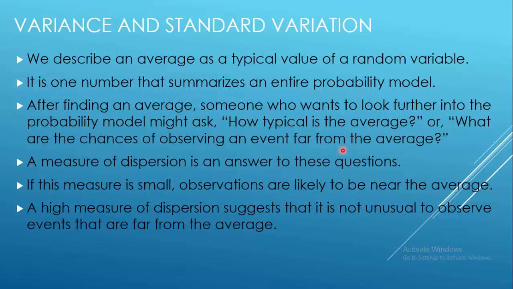So after getting the average, the question is, okay, this is the average. Of course, these are not the exact values or the probabilistic values, but they are average. But what is the probability that when we actually perform the experiment, the outcomes will be close or nearby this average value? A measure of dispersion is an answer to these questions. If this measure is small, observations are likely to be near the average. A high measure of dispersion suggests that it is not unusual to observe events that are far from the average.